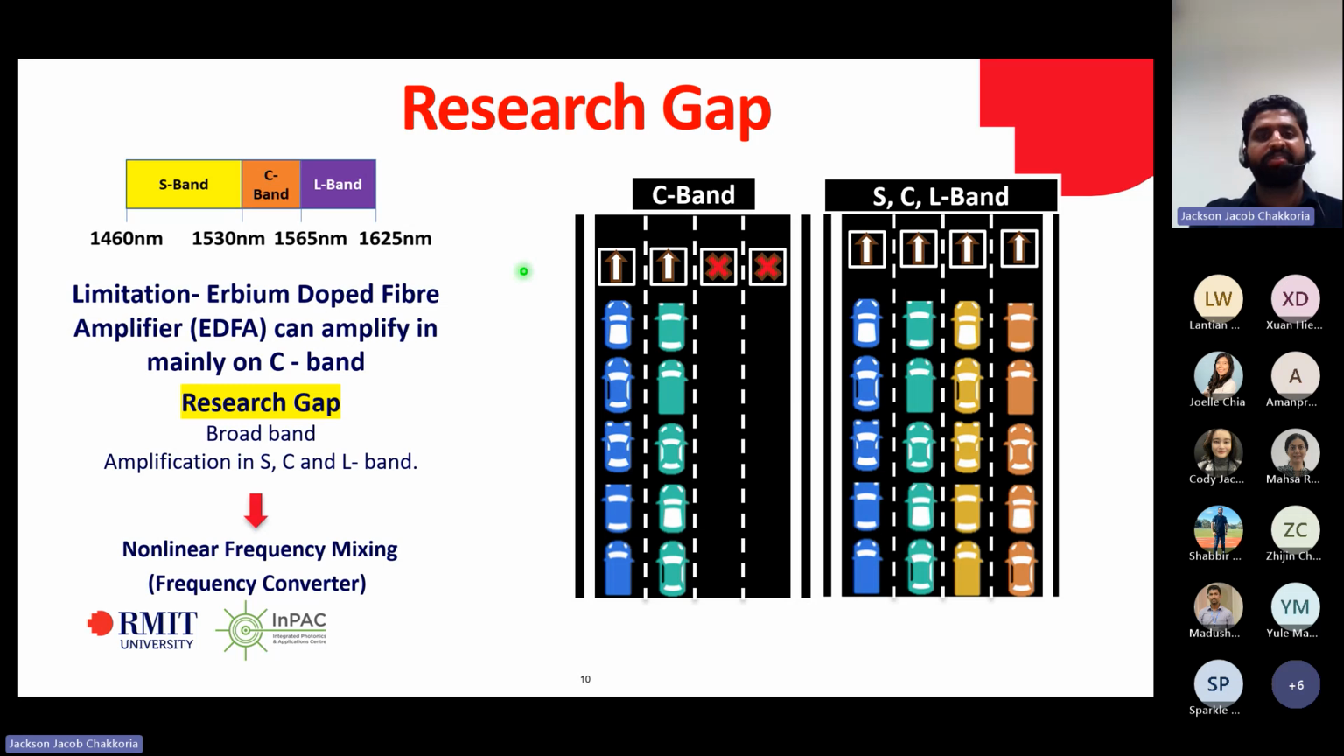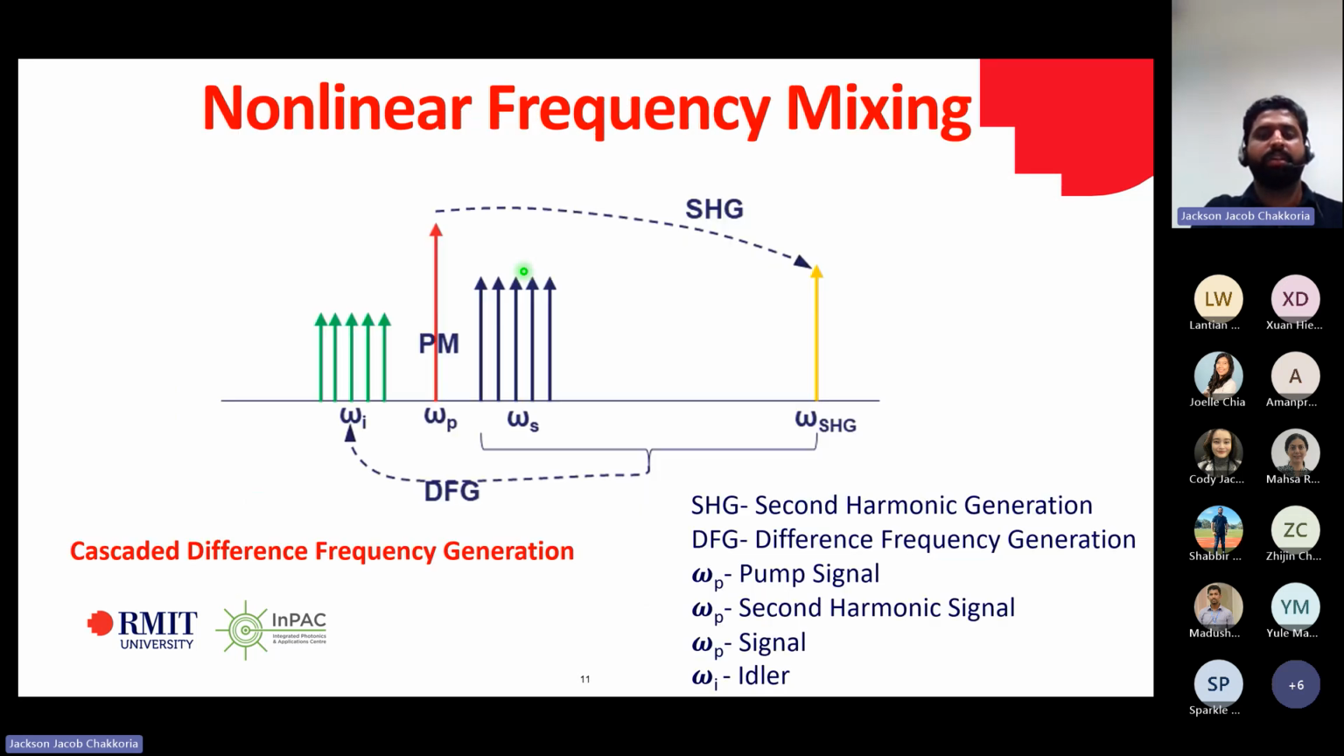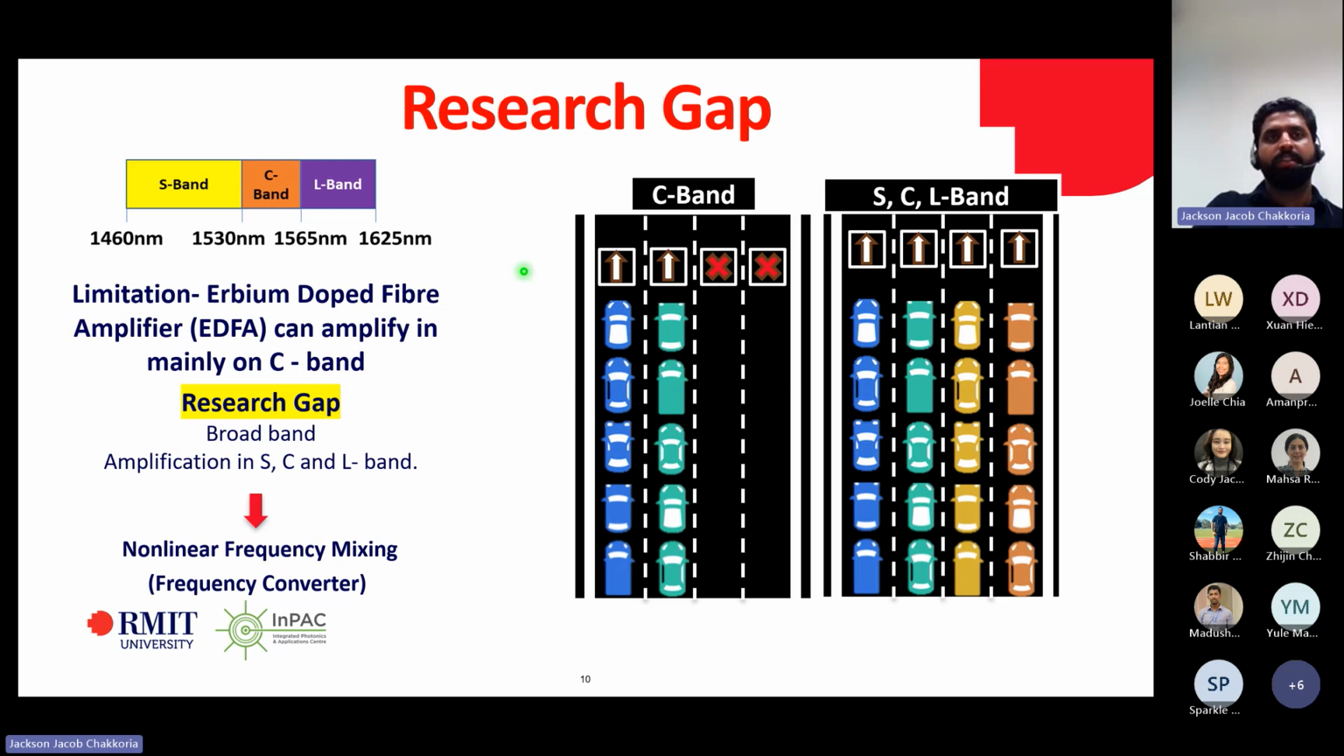So our goal was to make an amplification unit that can amplify in S, C, and L band. And how is it possible? It's mainly because one of the best ways to do it, according to us, was using a nonlinear frequency mixing, which is done by a device known as a frequency converter. So this is the area we thought we will work on and improve.